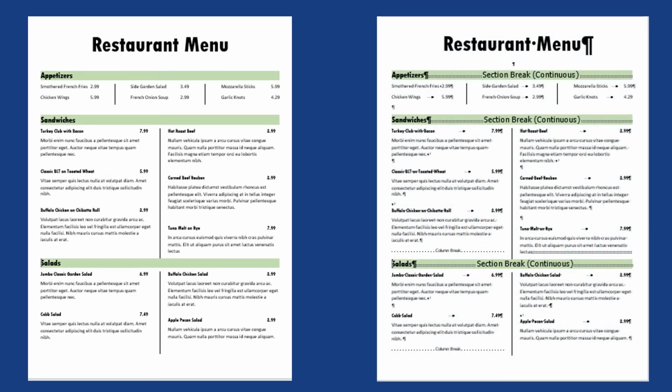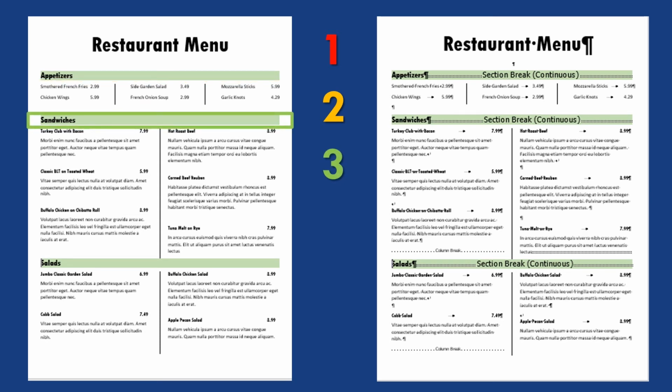Comparing the 2 documents side by side with the paragraph markers on might help you understand. The first section contains the words restaurant menu and appetizers. The section under appetizers is formatted into 3 columns. The section under that, the word sandwiches, is its own section formatted in 1 wide column.